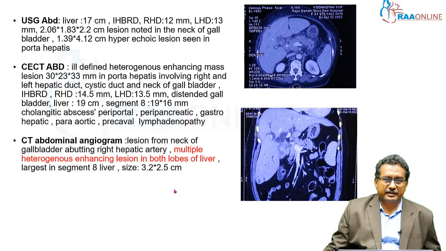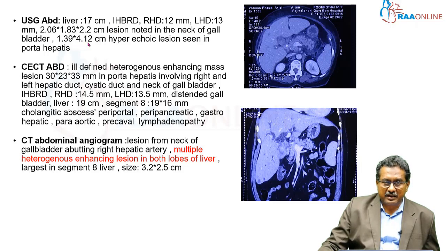So with this investigation, we went ahead doing an ultrasound of the abdomen, which revealed, you can see, the liver enlarged, the IHBR system is dilated, the right hepatic duct is dilated, the left hepatic duct is dilated, and there was a mass lesion of size 2.06 by 1.83 by 2.2 centimeters in the neck of the gallbladder, and there is another hyperechoic lesion seen in the porta hepatis of size 1.39 by 4.12 centimeters.